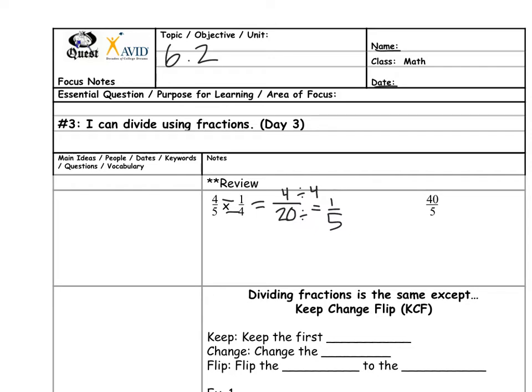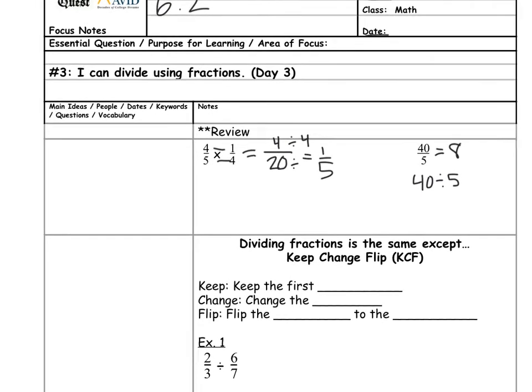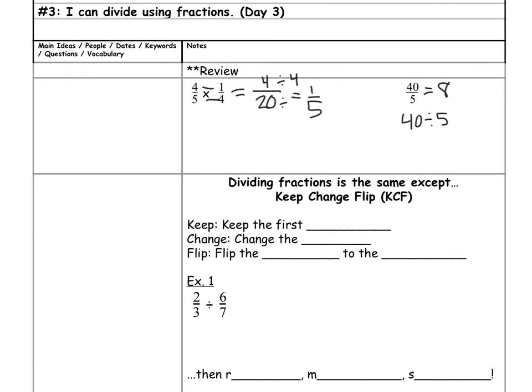Oh, here's a division problem. 40 divided by 5. So you can rewrite it if you want. 40 divided by 5 is 8. Hopefully you got that. So, when we're dividing fractions, all we're doing is the same thing as multiplying fractions. We're doing a step before that. So we are keeping the first fraction, we are changing the sign, and then we are flipping the second fraction.